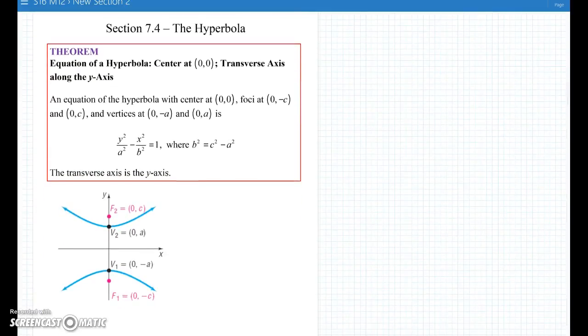So if your hyperbola opens up and down, it cuts through the y-axis, the vertices are on the y-axis, and the y term comes first. When you have a difference, the order matters. So the y squared comes first if the hyperbola opens up and down. We still have c squared equals a squared plus b squared. We still look under the y term to go plus or minus a. We look under the x term to go plus or minus b, and we'll talk more about what the b does for us.